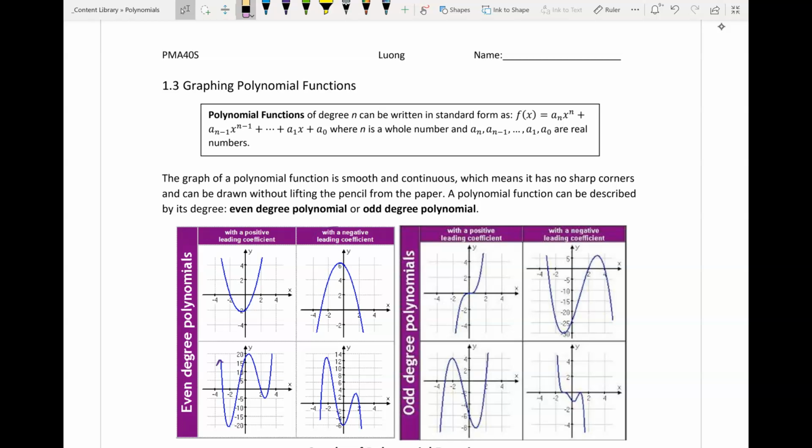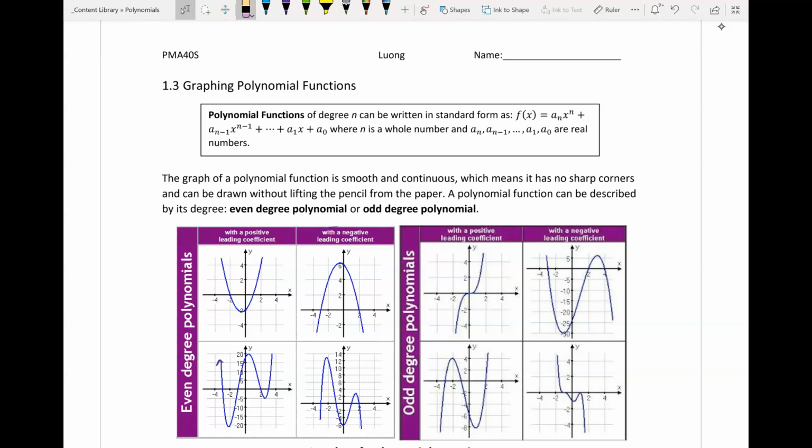Welcome to the Graphing Polynomials lesson. Now this is a fairly long lesson, so I'm going to break it down into two videos, and it is a lot of information. Graphing polynomials is a very common question on the provincial exam. They usually like to have at least one, but usually two questions that are worth quite a few marks on graphing polynomials.